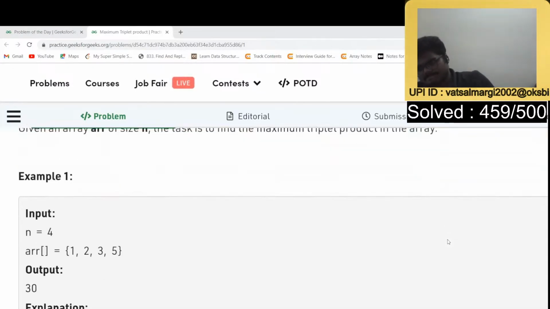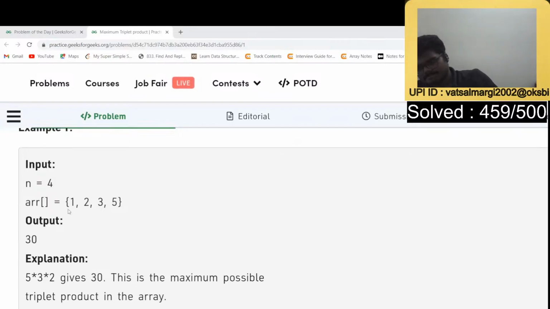So the problem says: given an array ARR of size n, we have to find the maximum triplet product in the array. Let's understand the same with the help of an example. Here we have n equal to 4, that is the size of the array, and the array contains 1, 2, 3, 5.